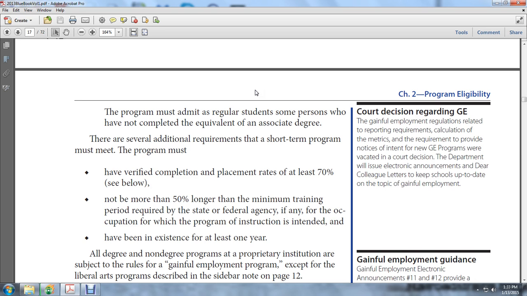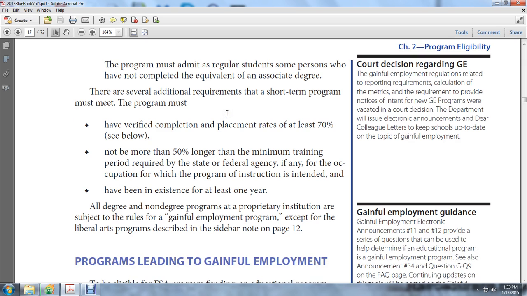There are several additional requirements a short-term program must meet. The program must have verified completion and placement rates of at least 70%. See below. The program must not be more than 50% longer than the minimum training period required by the state or federal agency, if any, for the occupation for which the program instruction is intended, and must have been in existence for at least 1 year. All degree and non-degree programs at proprietary institutions are subject to the gainful employment rules, except for the liberal arts programs described in the sidebar note on page 12.